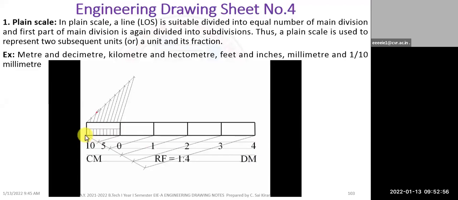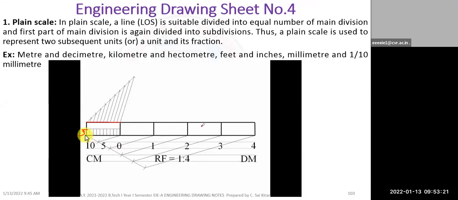Then you have to divide this main unit again. The first main unit you have to divide into 10 equal parts because 1 decimeter equals 10 centimeters. So that's the reason this is a 1 decimeter line. For this 1 decimeter line we have to divide it into 10 equal parts, and this height will be 5 mm, and we'll be dividing it into 10 equal parts.